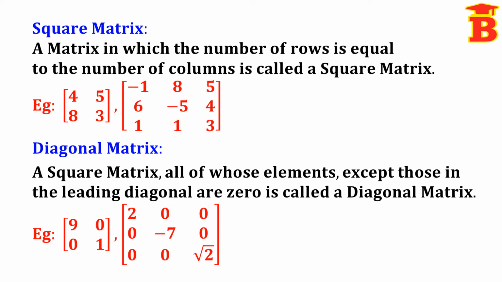See the example, it should be a square matrix. So in a square matrix, this is called leading diagonal. So left top to right bottom, that diagonal is called leading diagonal. So we have numbers or elements only in the leading diagonal. Other elements are 0. Then it's called a diagonal matrix.